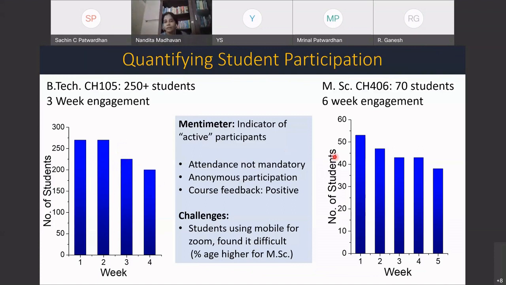And for the MSc class, which is a 6 week engagement, here again, I see a dip from around 54 in the first class. The rest stay in and around 40 plus minus. And the class participation was around 50 usually. The class strength, as I said, is 70, but only 50 attended the lectures. And many of them had bandwidth issues and trouble attending the class. And some of them, especially in the MSc class, told me they found it difficult to participate in the Mentimeter quizzes. So this is sort of a summary of the things that I have tried.